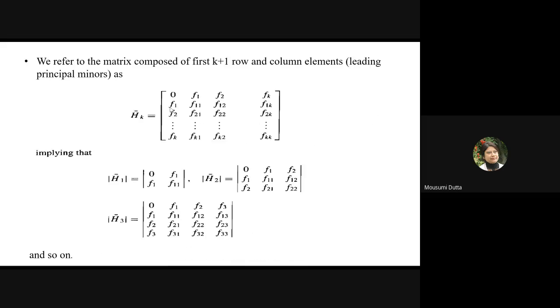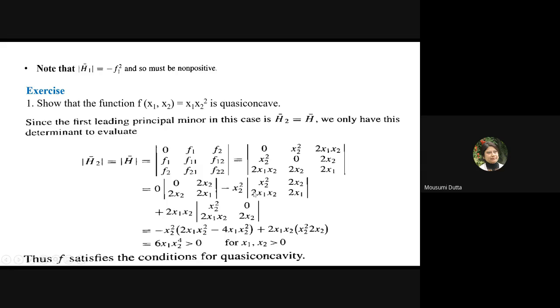Now, if you consider the first value, it is 0 minus f1 square. Note that the first value in the bordered Hessian determinant is minus f1 square. Now, f1 square is always positive because it is a square, and there is a negative sign, so it must be non-positive. So this element is non-positive. Please remember this; you can consider this point as a note.